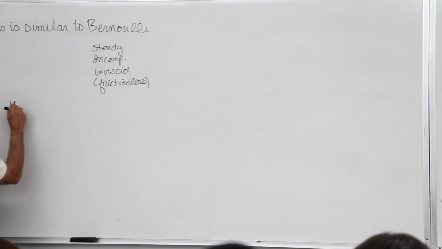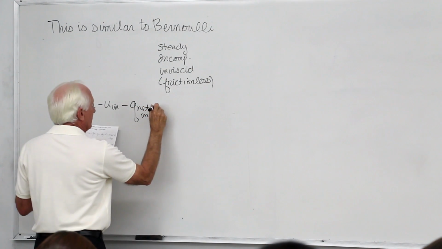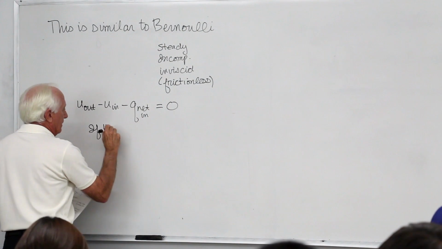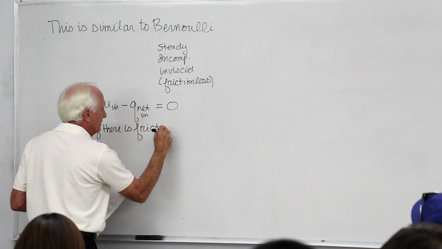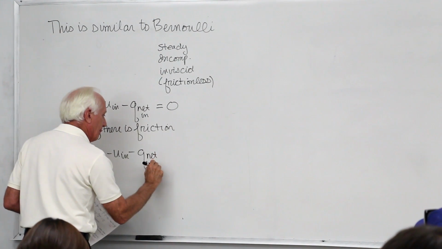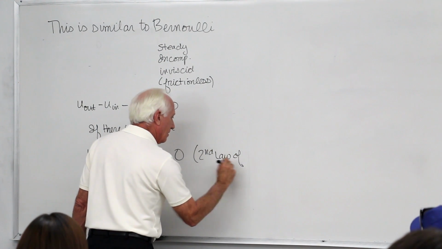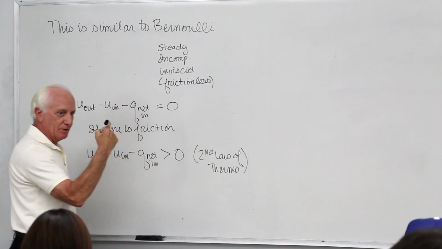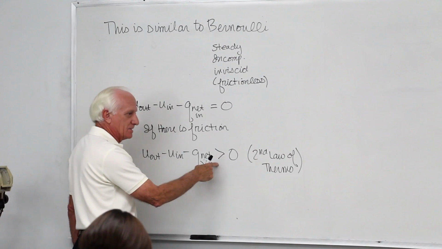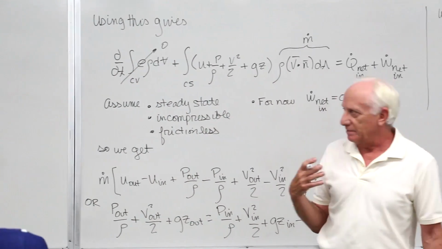So comparing to Bernoulli's, U out minus U in minus Q net in is equal to 0. If there is friction, this is the difference: it's not 0. U out minus U in minus Q net in is greater than 0. And that's tied into the second law of thermodynamics. When we derived this, we called it the first law of thermodynamics, or the energy equation. We get to this point and say this term always has to be greater than 0. Losses due to friction always use up available energy. The loss always has to be a positive term.